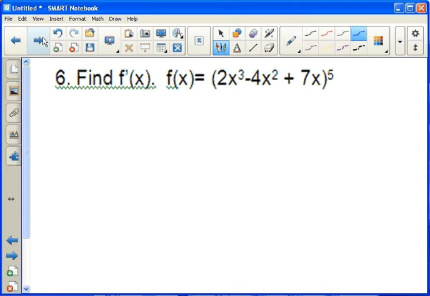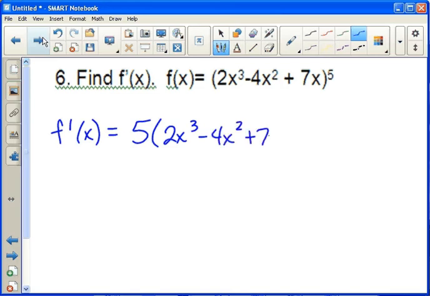So I multiply by 5. Subtract 1 from the exponent. That's my derivative of the outside. Notice I have not touched the inside. I leave it alone. Just do the derivative of the outside part only. Then I multiply by the derivative of the inside, which would be 6x squared minus 8x plus 7. And the only simplifying you can do is to multiply the 5 times this piece over here.